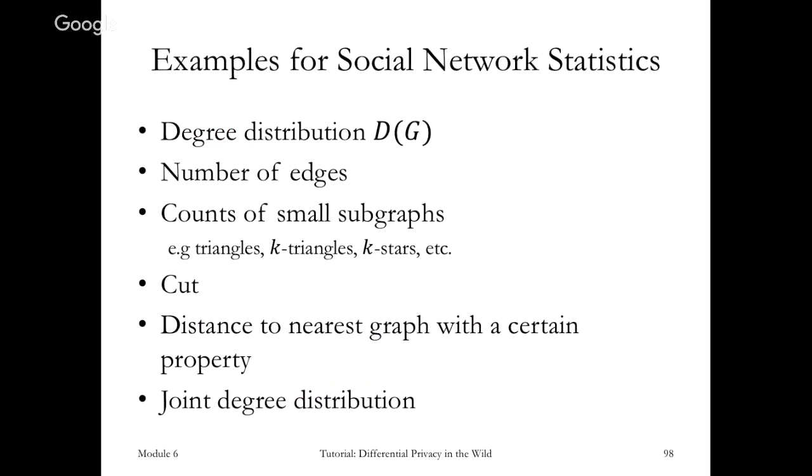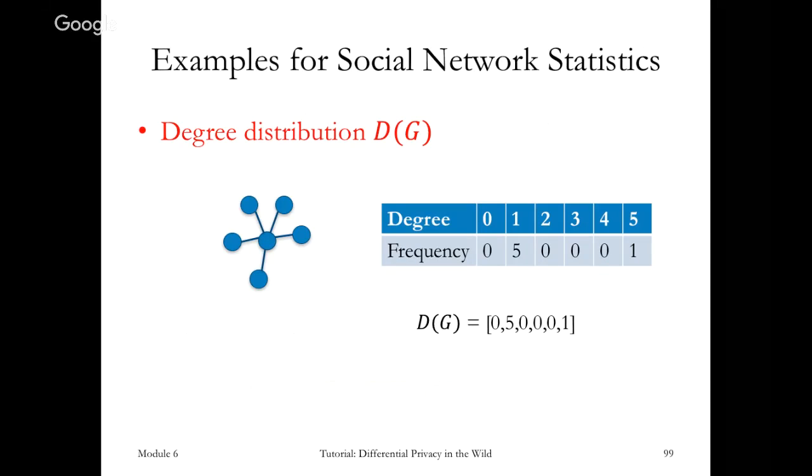So there are several interesting statistics people would like to learn from the social network. We'll use one example, degree distribution, to illustrate the idea. How do we ensure this query can be answered either node differentially privately or edge differentially privately? Given this graph with 6 nodes, one node has degree 5 and 5 nodes have degree 1. The table shows the frequency for those degree values. And this is the degree distribution query. So how do we ensure differential privacy of this query?